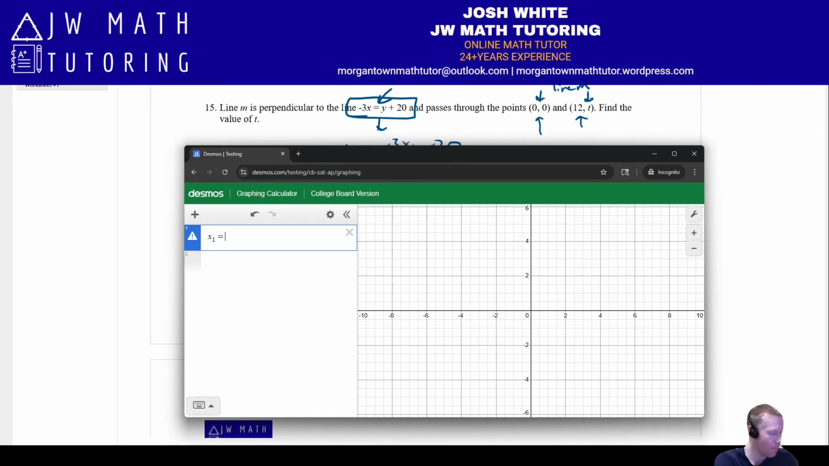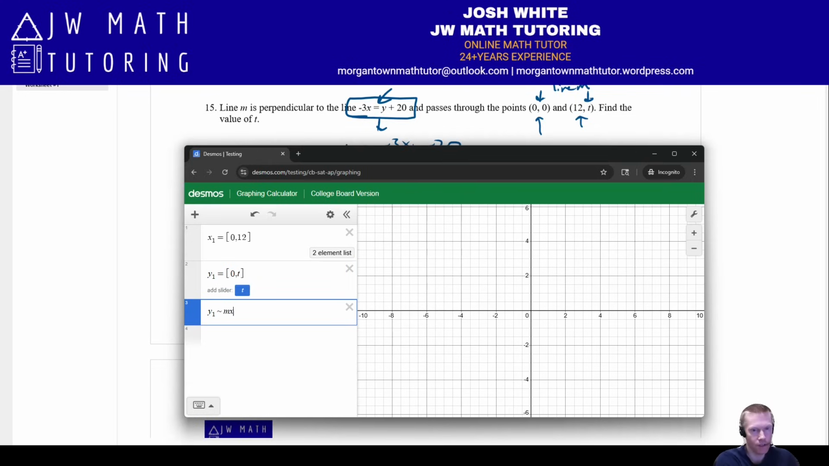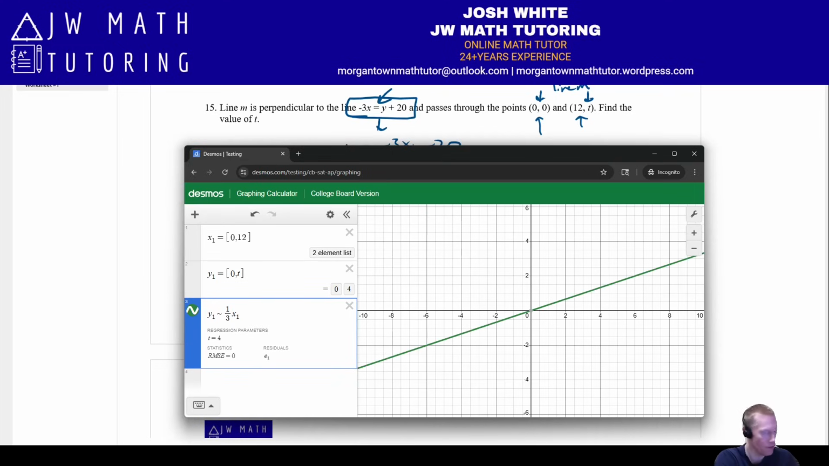All right, so I'm going to make a list for x1, so my 2 x points are 0 and 12, right? My 2 y points, this is for line M, are 0 and t. Then I do my regression. I know the slope is 1/3. And notice it automatically figures out the value of t right here as 4, or you can see it down here in the regression statement. So if you wanted to do everything in one step and get the answer right away, this is how you could do it and get 4.